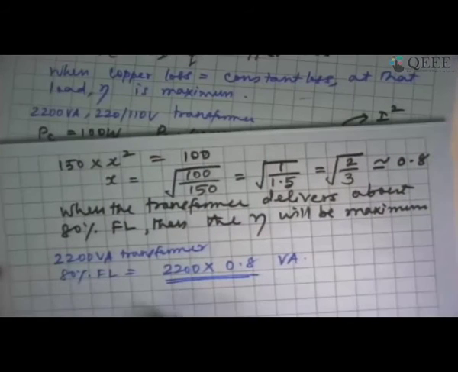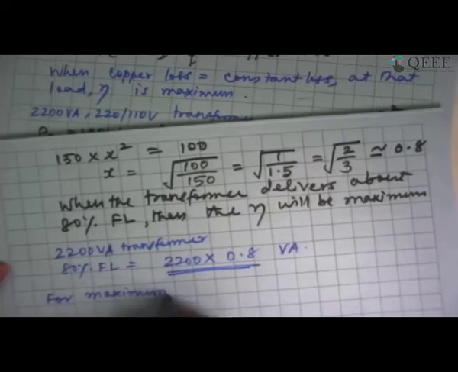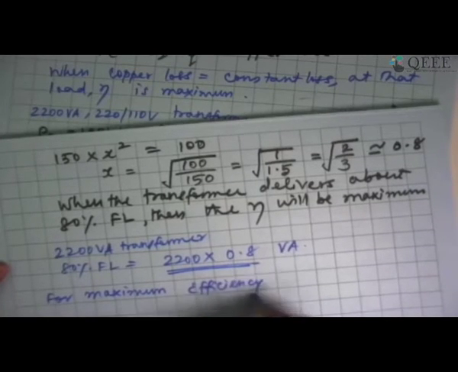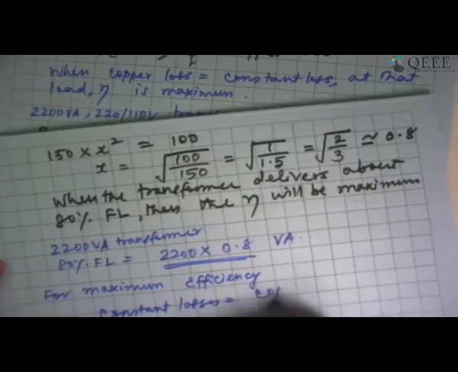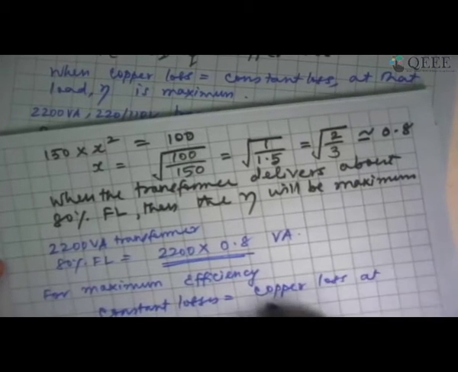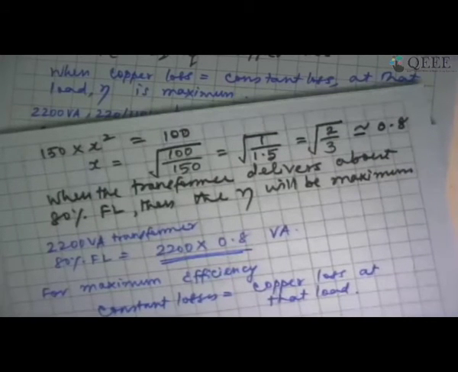So this is the condition for maximum efficiency. Let me reiterate, for maximum efficiency, the constant losses should be equal to the copper loss at that load. Right? So this is the condition for maximum efficiency.